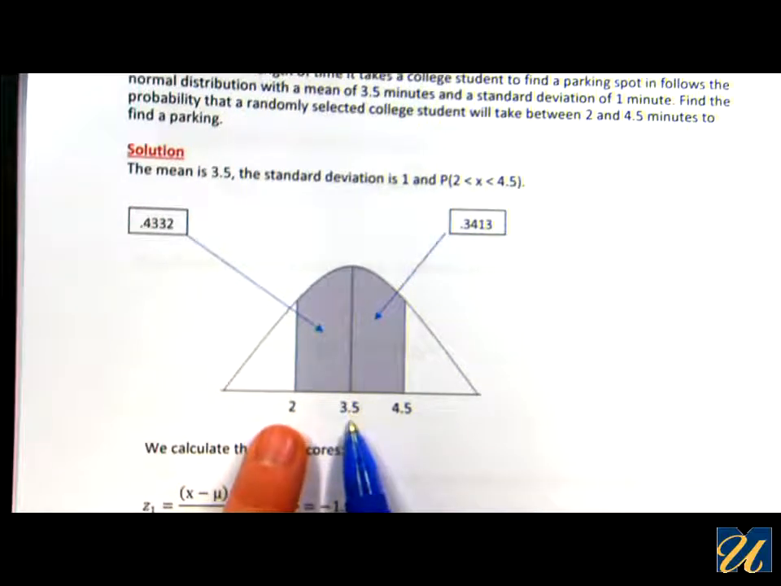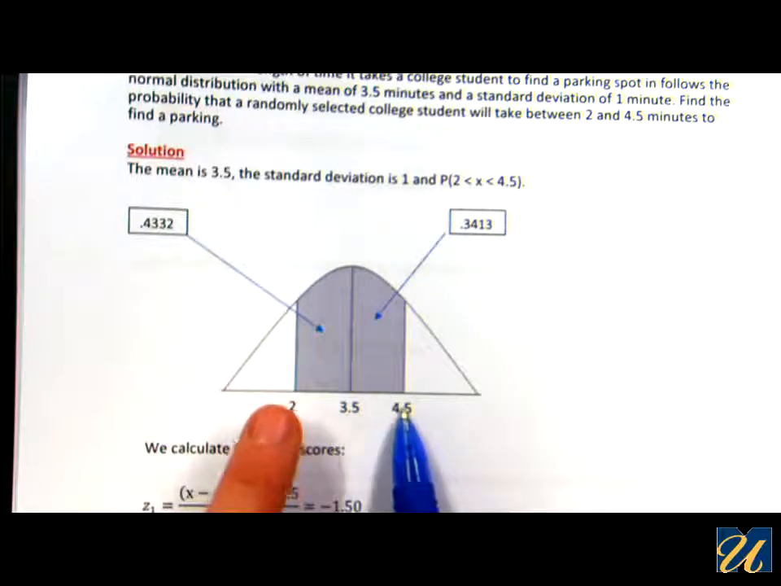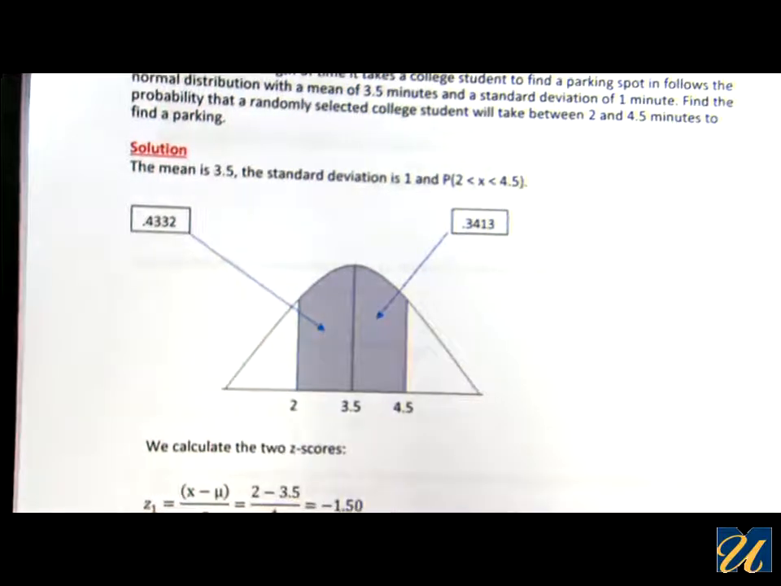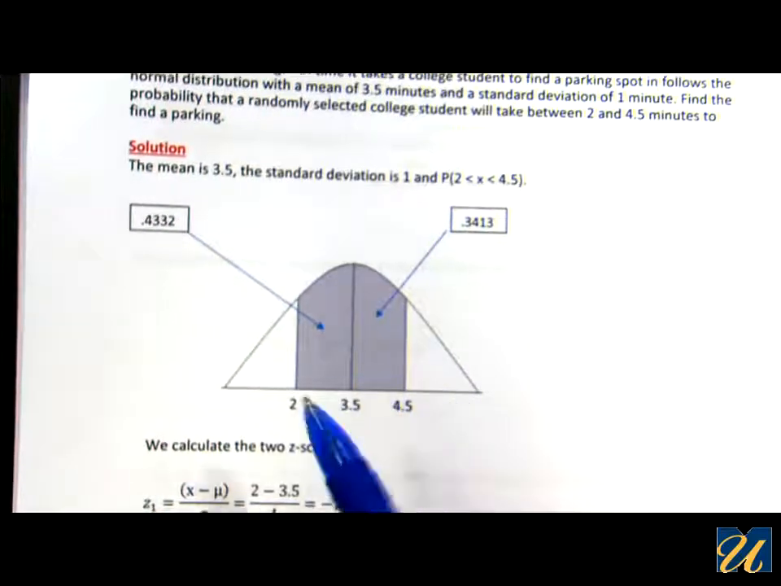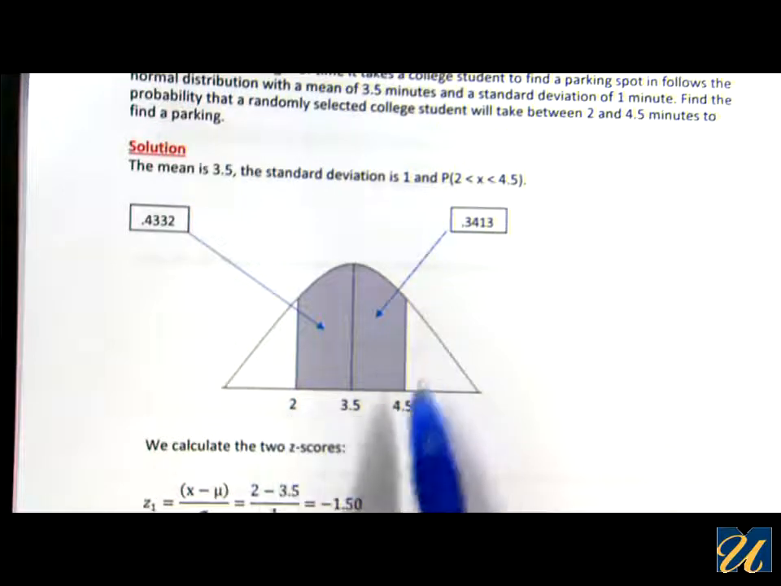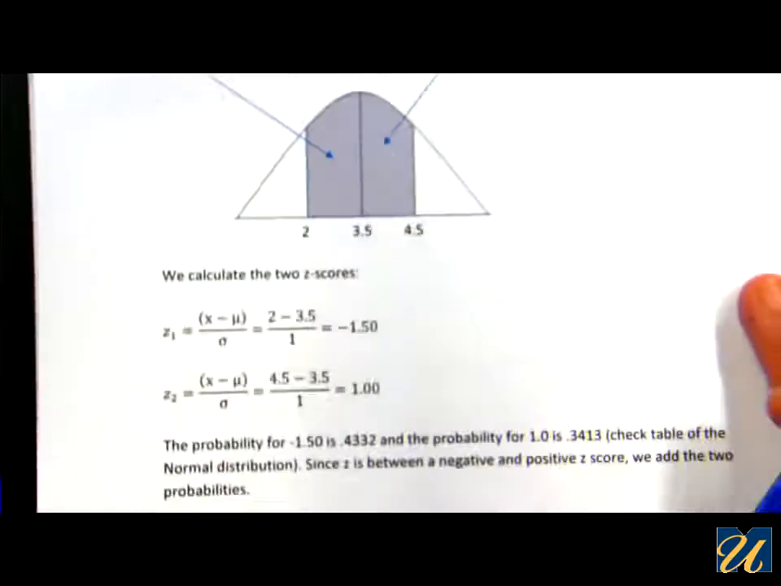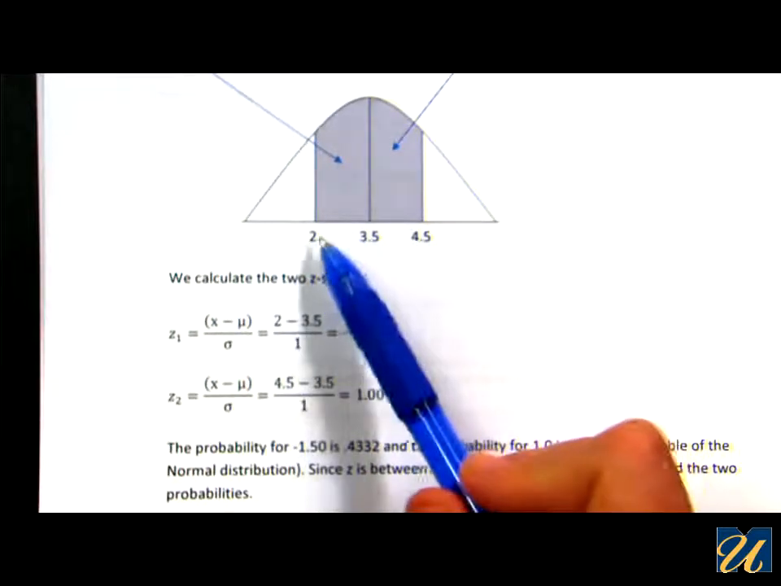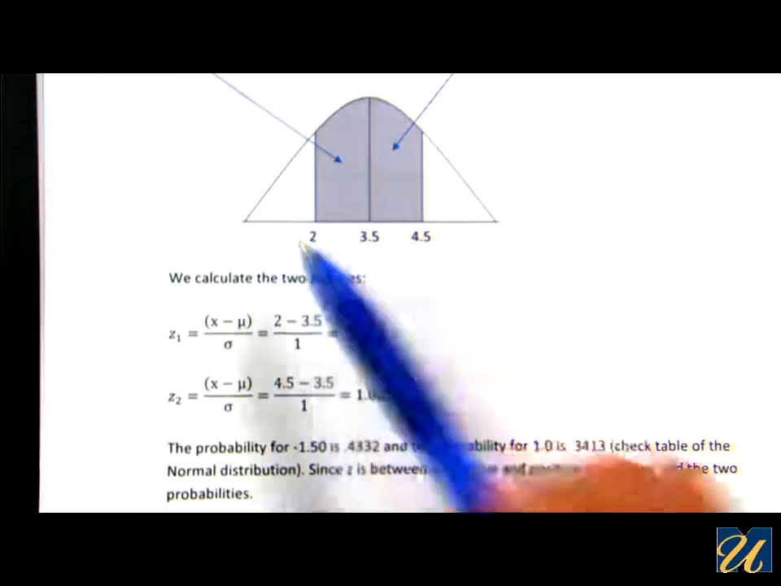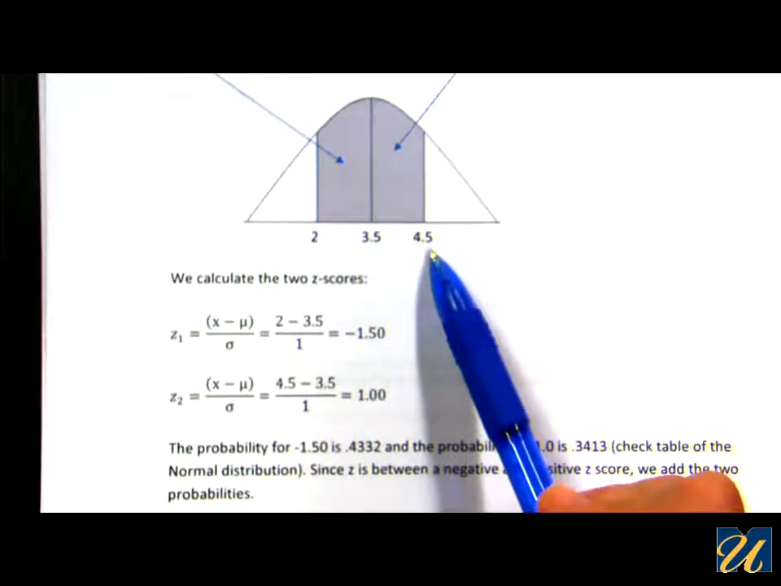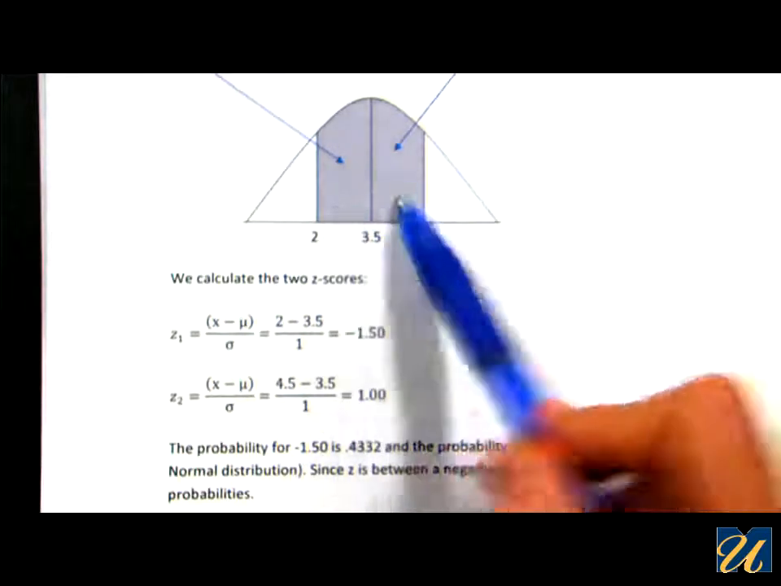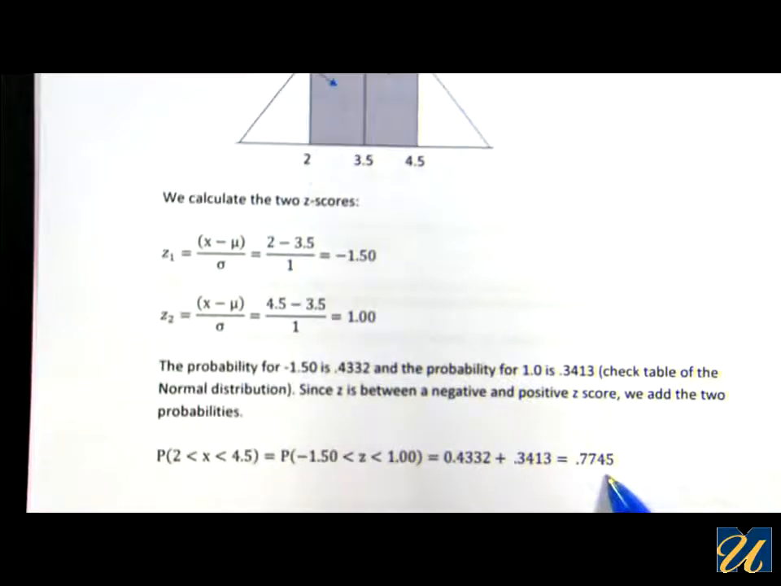If you remember from the cases, when we have an area between two values and the mean is inside the area, at the end we will be adding the probabilities. So, next step, I have to find the z-score for 2 and I have to find the z-score for 4.5. The z-score for 2 is a negative 1.5. We expect it to be negative because it's to the left of the mean. And the z-score for 4.5 is 1. We find the corresponding probabilities from the table and then we add them. So the probability of that occurring will be 0.7745.